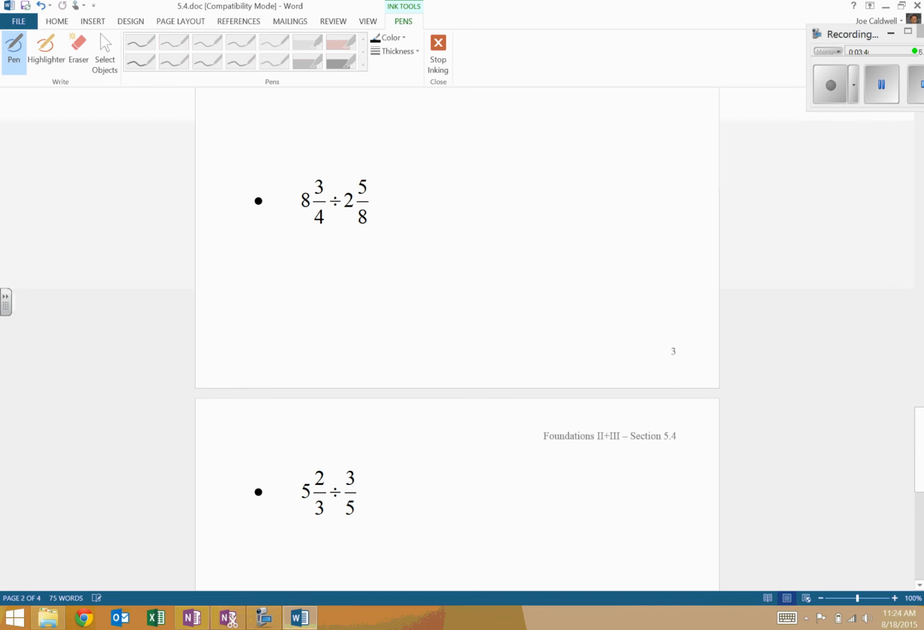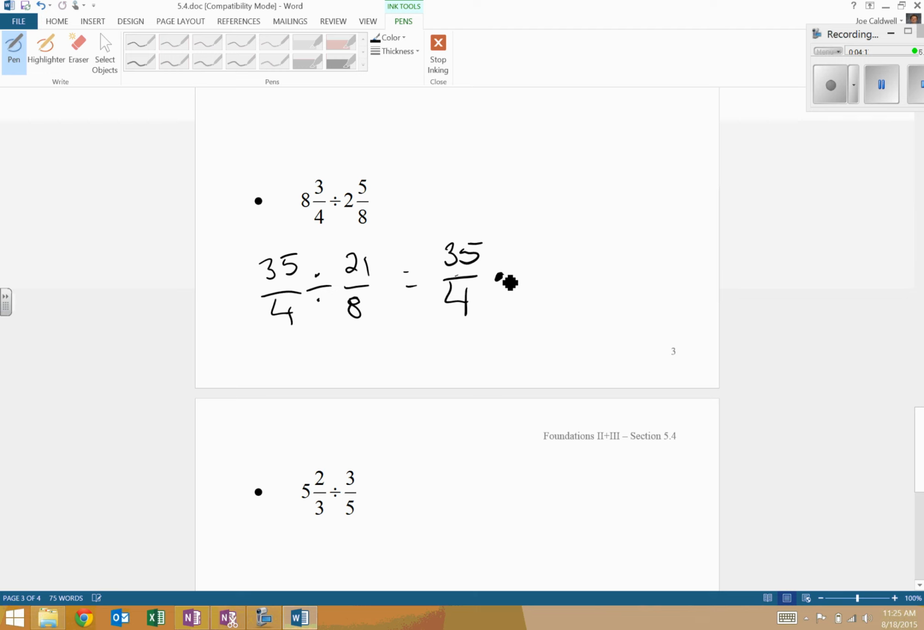Get this one here. So now with mixed numbers, same kind of concept as multiplying. I'm going to change these to improper fractions. So 8 times 4 plus 3 is 35 over 4. I'm going to leave this as division while we change this. 2 times 8 plus 5 is 16 plus 5, which is 21 over 8. So now, after we made the change, we can go ahead and flip and switch.